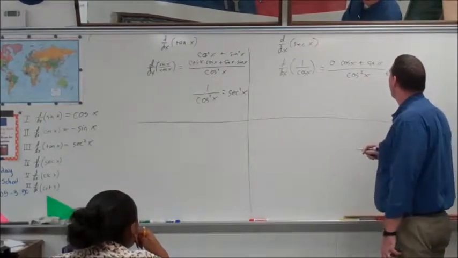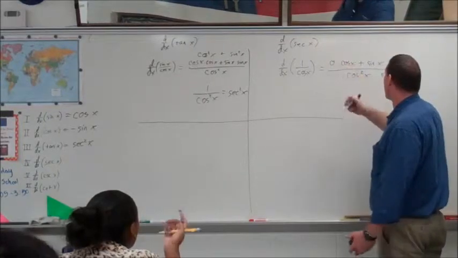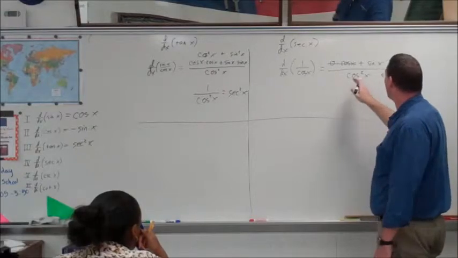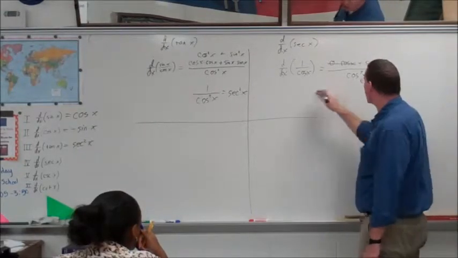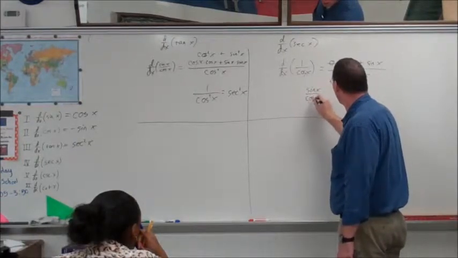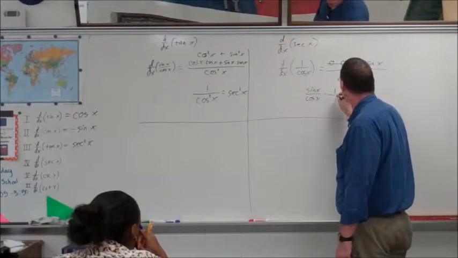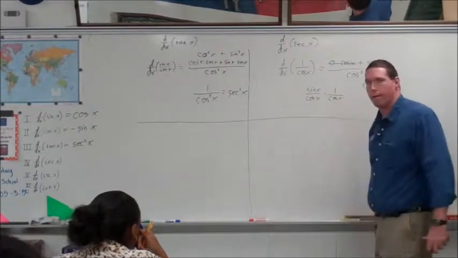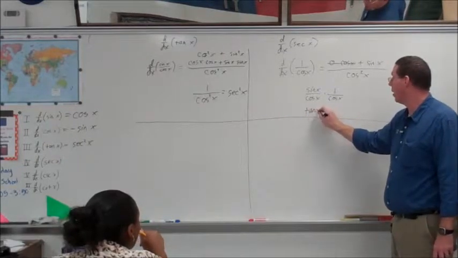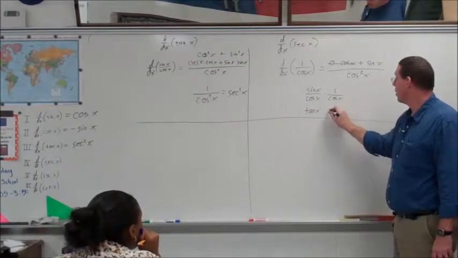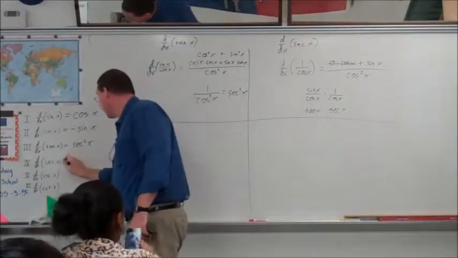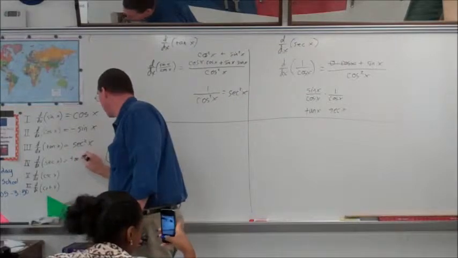What's 0 times cosine? 0. That cancels. So really all we have is sine of x over cosine squared of x. And if we split that up, it's going to be sine of x over cosine of x times 1 over cosine of x. Tangent times secant. So the derivative of secant is tangent secant.